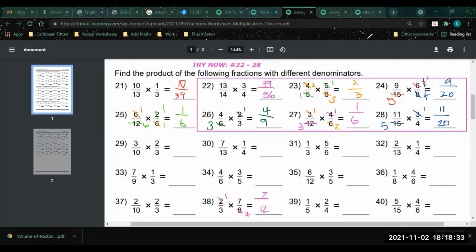Right. So if you got these right, you pretty much have the hang of it. So you could go ahead, pause the video, and try numbers 29 to 40, and in the next timestamp, I will reveal the answers to you.